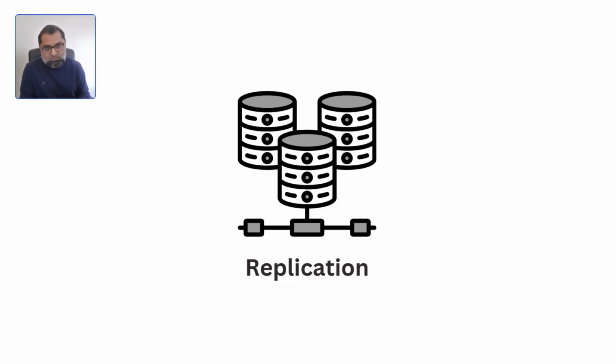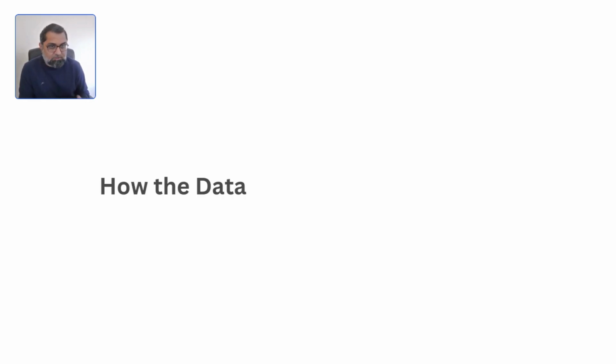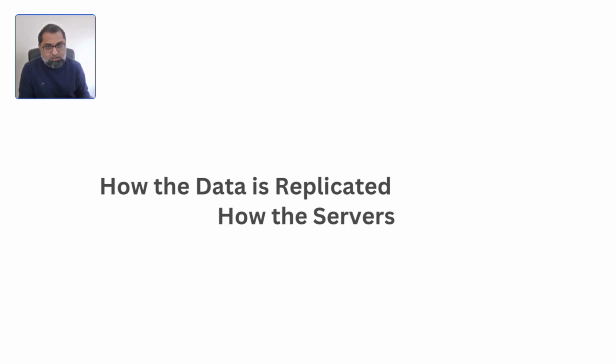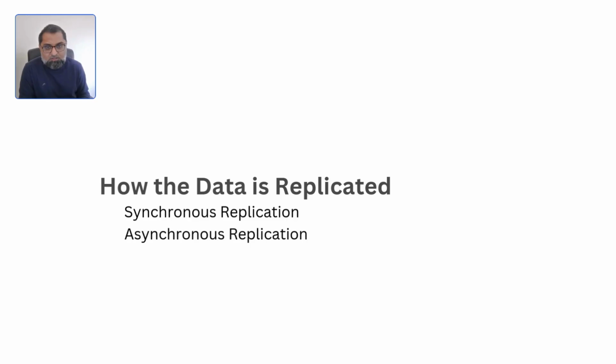But in the world of databases, replication comes with its own trade offs. And to understand it properly, you need to know two things: how the data is replicated and how the servers are organized. Let's start with how the data is replicated. There are two main ways: synchronous replication and asynchronous replication.